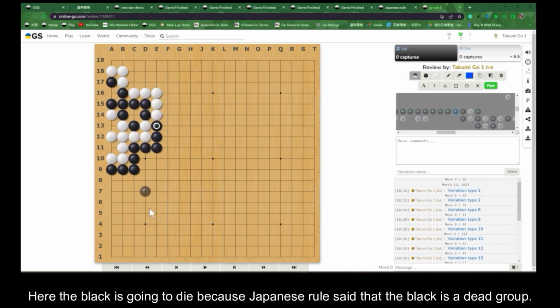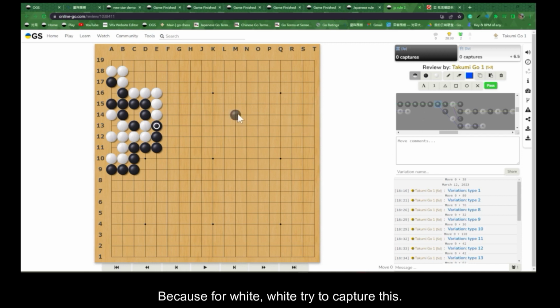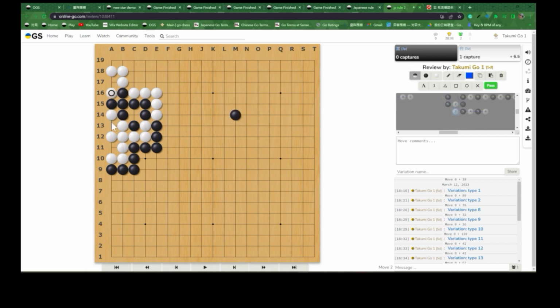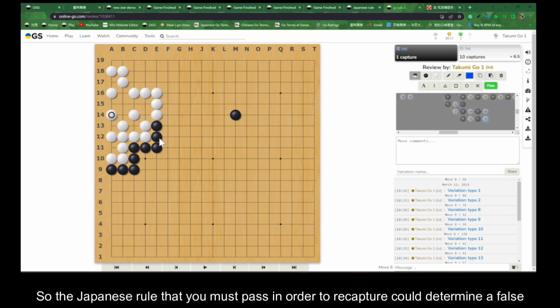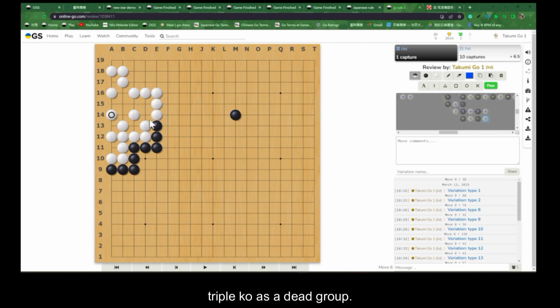Here, black is going to die because the Japanese rule says that black is a dead group. White tries to capture this, black could capture this, and white captures this. Black could not recapture this. Black could only recapture this by a pass. So black needs to pass, then white could capture this. So the Japanese rule that you must pass in order to recapture determines a fourth triple ko as a dead group. Let's see more examples.